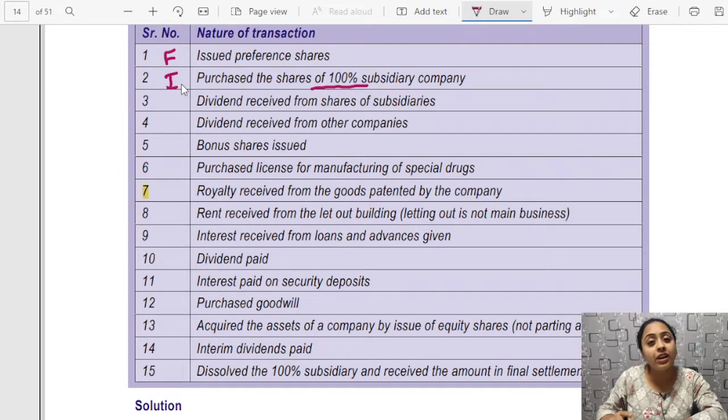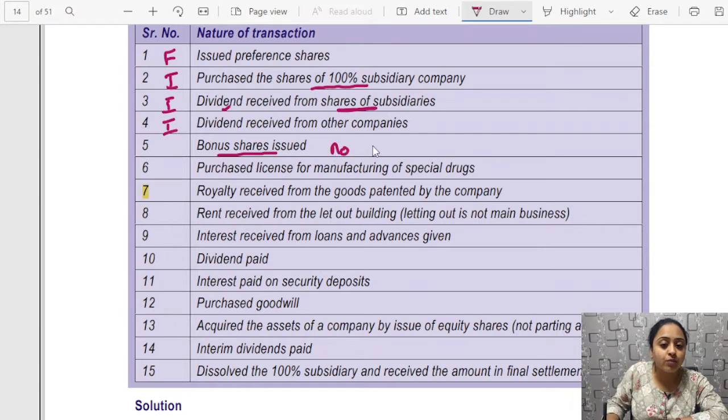Since control is not changed, then it will be financing. Dividend received from shares of subsidiary. Since it is investment, the dividend received is also investing activity. Dividend received from other companies. Okay, you have invested and then you are receiving dividend. This is investing activity.